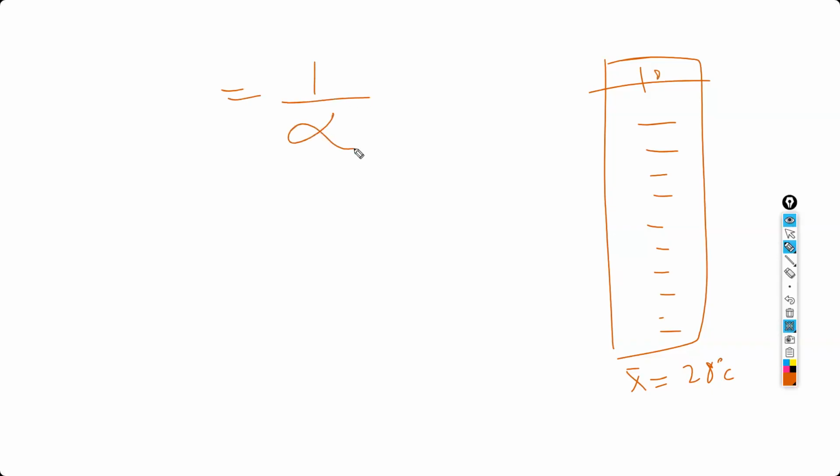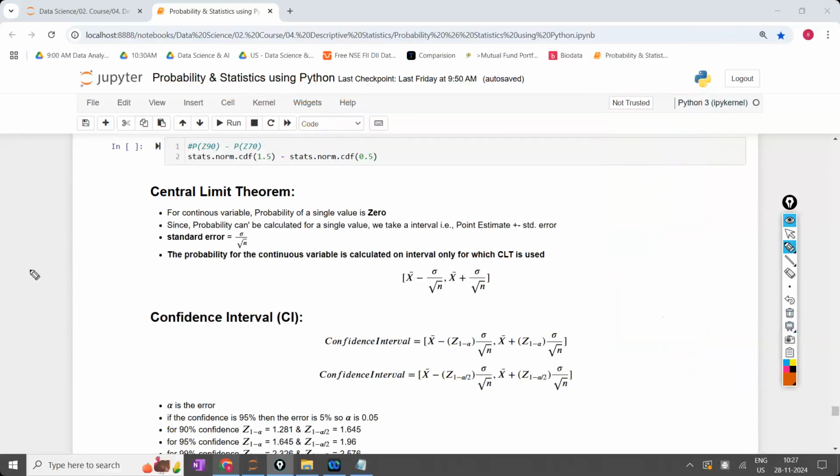Infinite number of records. 28.1 is there, 28.12 is there, 28.01 is there, 28.42 is there. Like this, an infinite number of records are there. Out of infinity, your value is one value. 1 out of infinity. So the probability of a single value is going to be 0. Always, for a continuous variable, the probability of a single value is 0. So we should never predict with a single value.